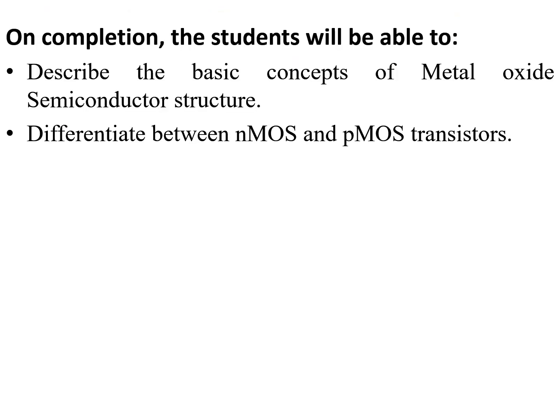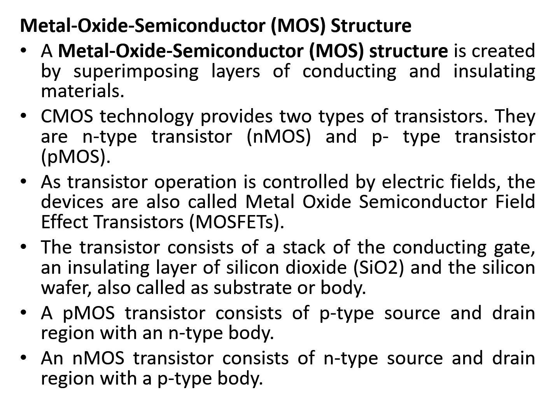On completion, the students will be able to describe the basic concepts of metal oxide semiconductor and also be able to differentiate between NMOS and PMOS transistors. Metal oxide semiconductor structure. A metal oxide semiconductor structure is created by superimposing layers of conducting and insulating materials.